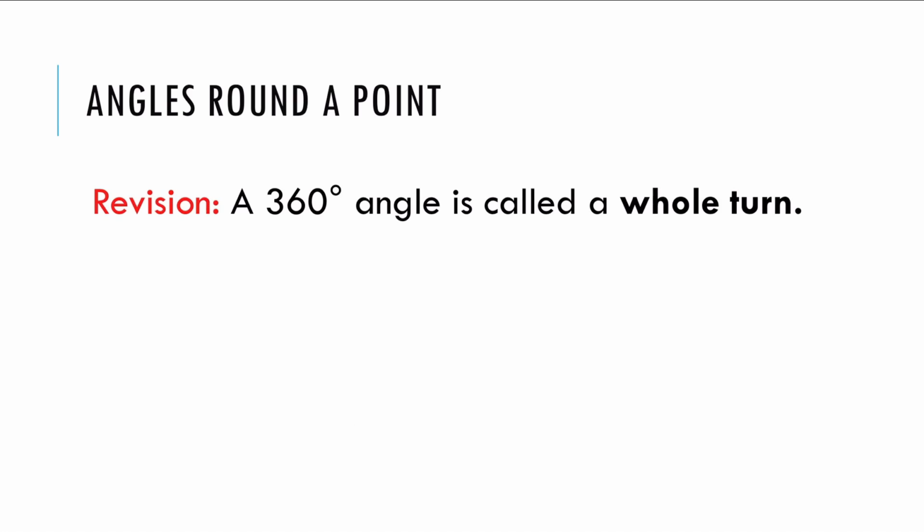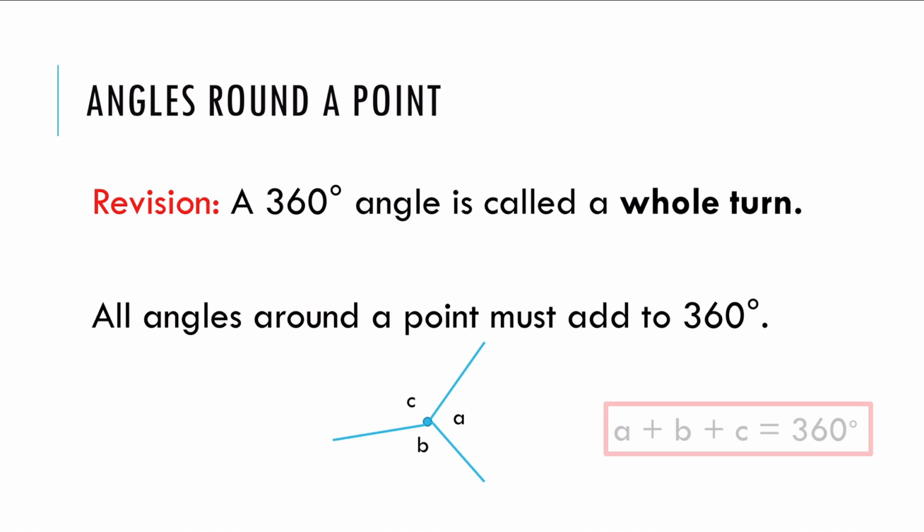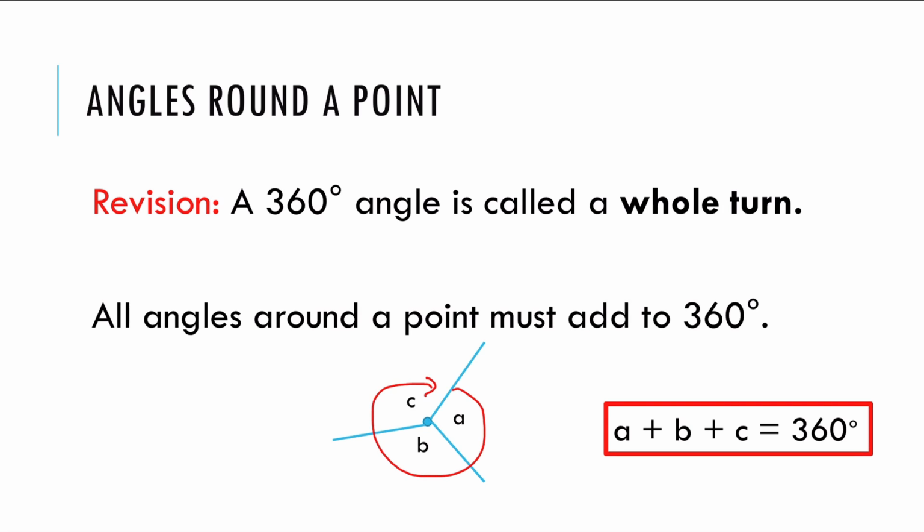A 360 degree angle is called a whole turn, which means that all angles around a point must add to 360 degrees. So if I put this point here and create some angles around it, I know that those three angles, A, B and C, must add to give me 360 because they create a whole turn. Okay?